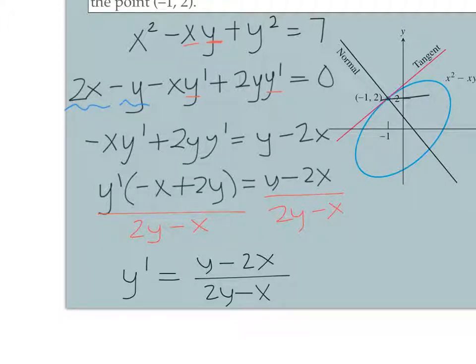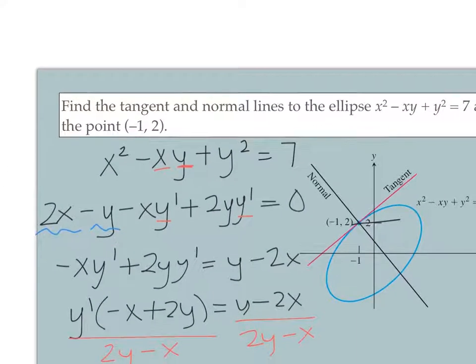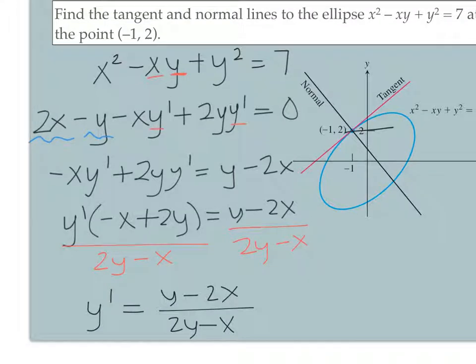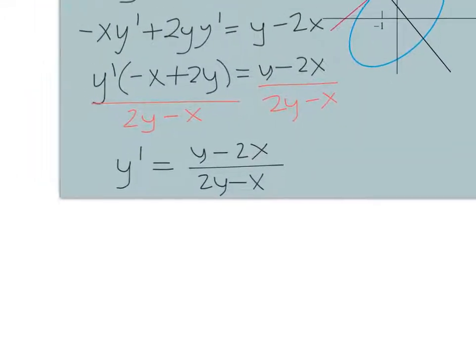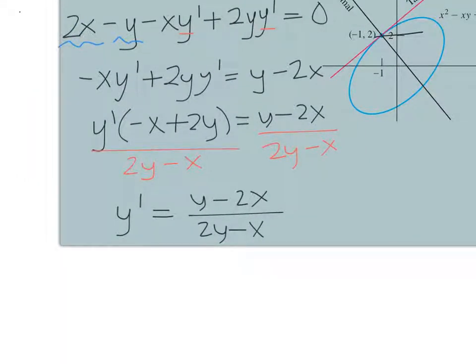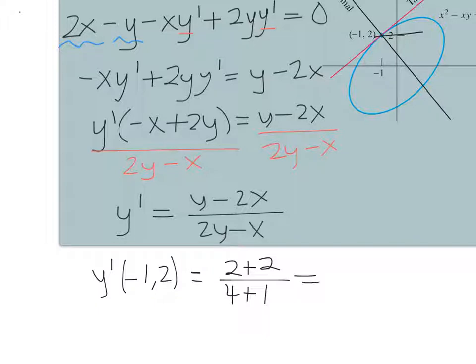Okay, Ryan, have you written this down? Yeah. Okay, so the question is asking us to find the tangent at the point negative 1 comma 2. So I should put that in. Negative 1, 2. So it's 2 minus 2 plus 2 over 4 plus 1. So it's 4 over 5.